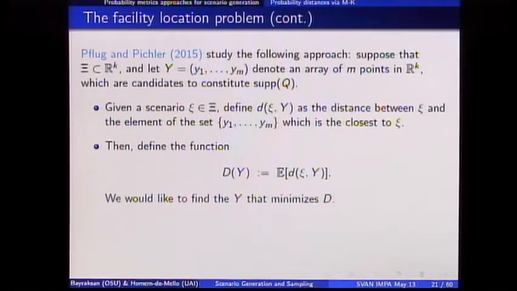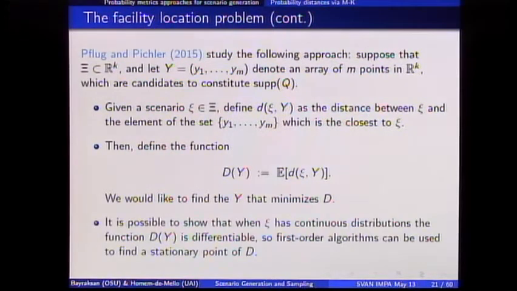You can say, oh, that sounds like a very complicated problem to solve. Yeah, it is. However, they show in this paper that when C has a continuous distribution, this function is differentiable, and one can actually estimate the gradients of this function. So you could do a sort of first-order minimization method on this. The problem is not convex, but you may have at least a stationary point.